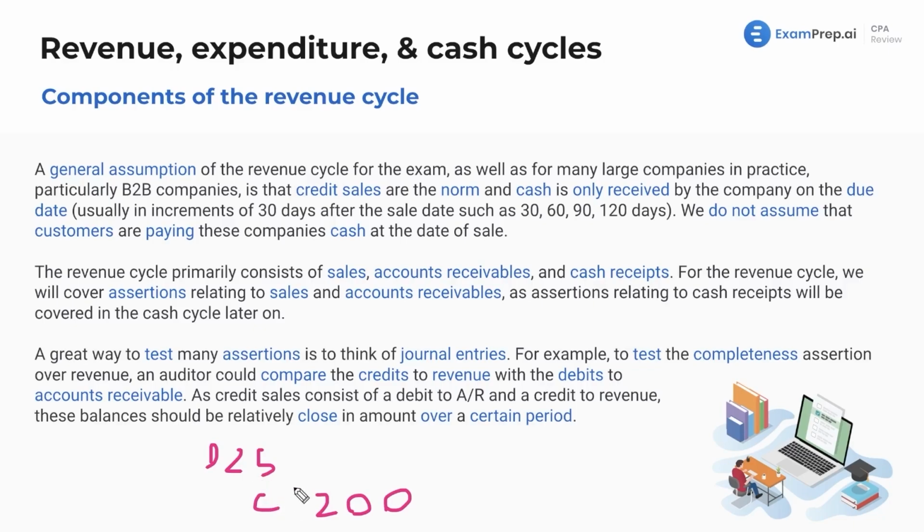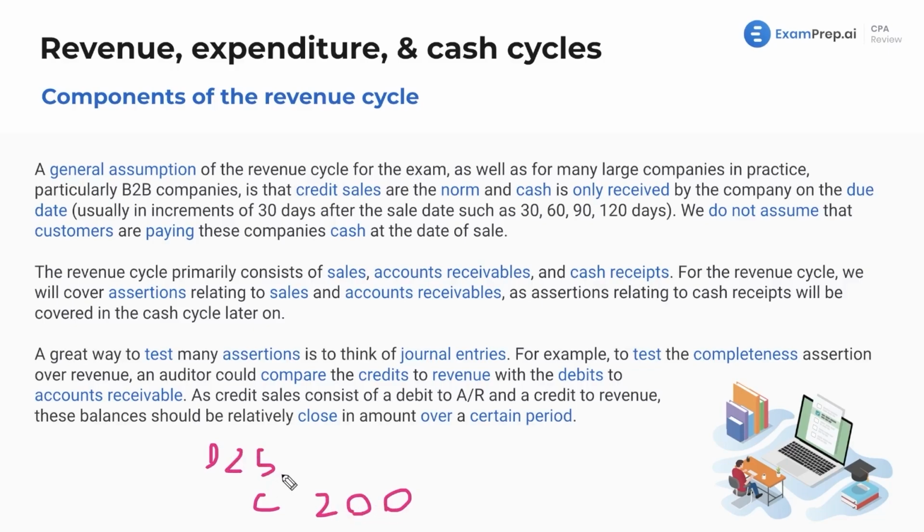Because when you make a journal entry, it should generally be for the same amount in both of these. So if they're widely different on the trial balance or on our period ledger, then yeah, there's probably an issue there, and you're going to need to investigate further. So as credit sales consist of a debit to AR and a credit to revenue, these balances should be relatively close in amount over a certain period, right? So if for the month of June, all of the debits to AR were only 25,000 and all the credits to revenue were 200,000, you'd say, okay, where the heck is the rest of the 175?